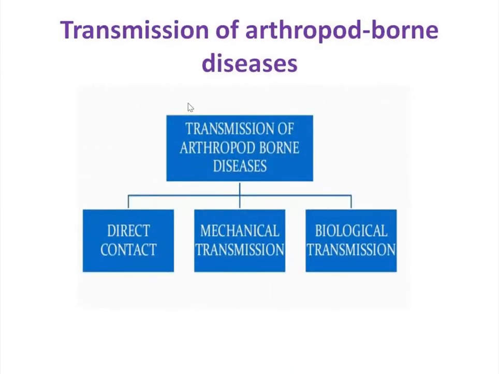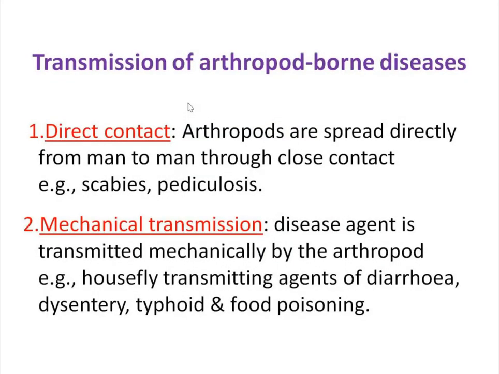So next, coming to what are the various routes of transmission of these arthropod-borne diseases, we'll see. Basically, the arthropods transmit the diseases in three different routes. One is direct contact, next is mechanical transmission, and third one is biological transmission. So let's see what these things are. First is the direct contact.